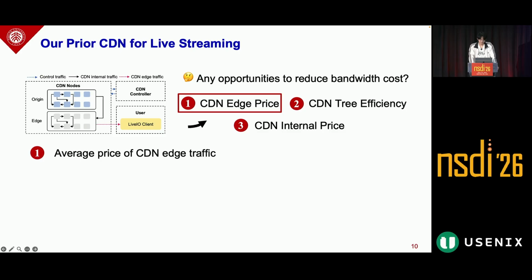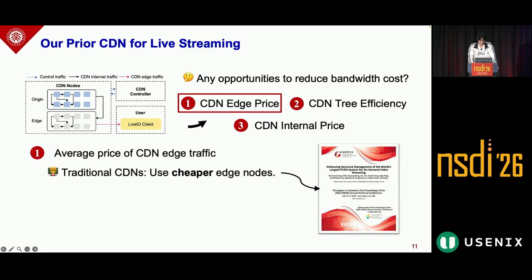First, we look at the average price of CDN edge traffic. Traditional video on-demand CDNs use cheaper, best-effort edge nodes like P2P nodes. So we looked at whether we can use similar opportunities for live streaming.